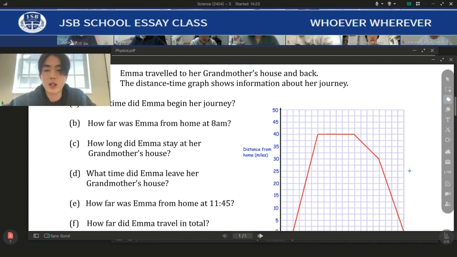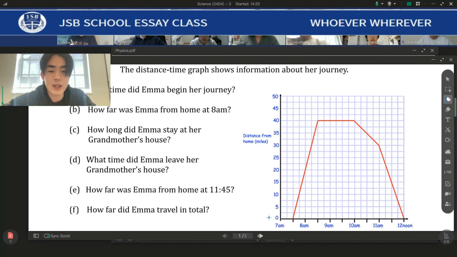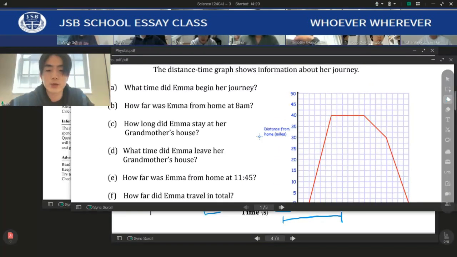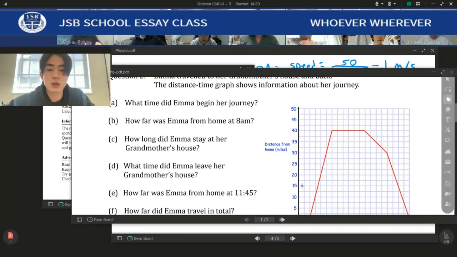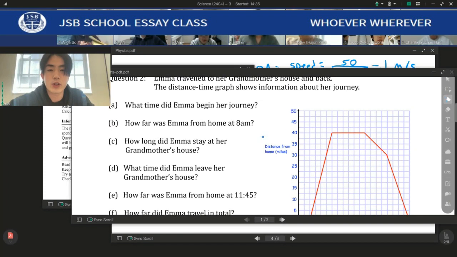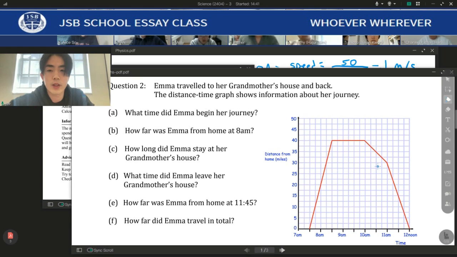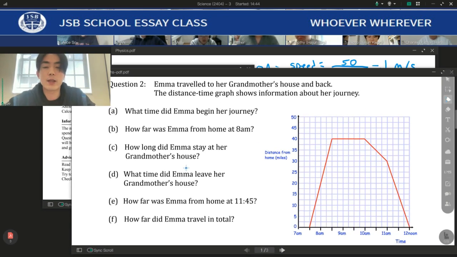I want you guys to try it on your own. Let me find a question. Can you guys see this question too? It's a bit small, sorry about that. Question 2. Everyone try A, B, C, D, E, F on your own, please. I'll give you 3 minutes, so try it on your own.